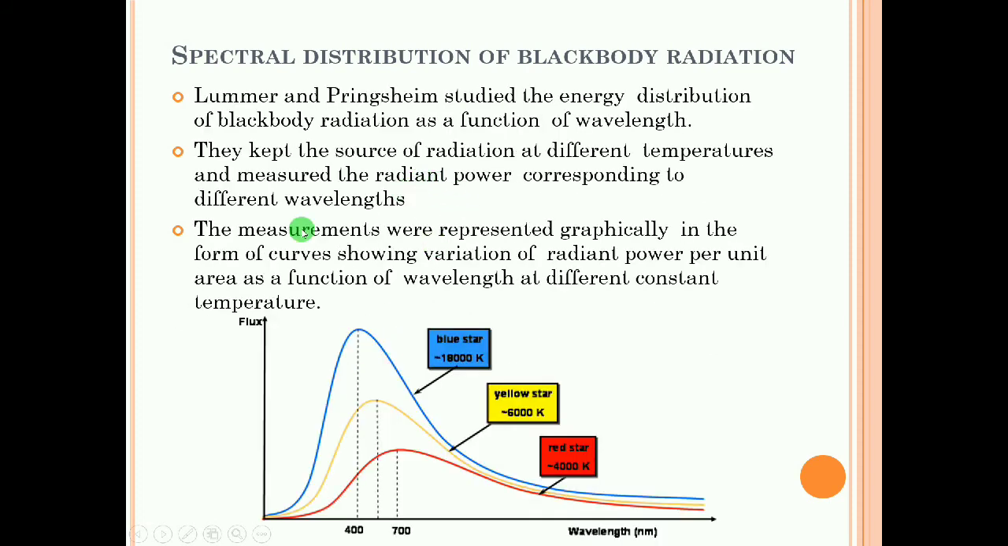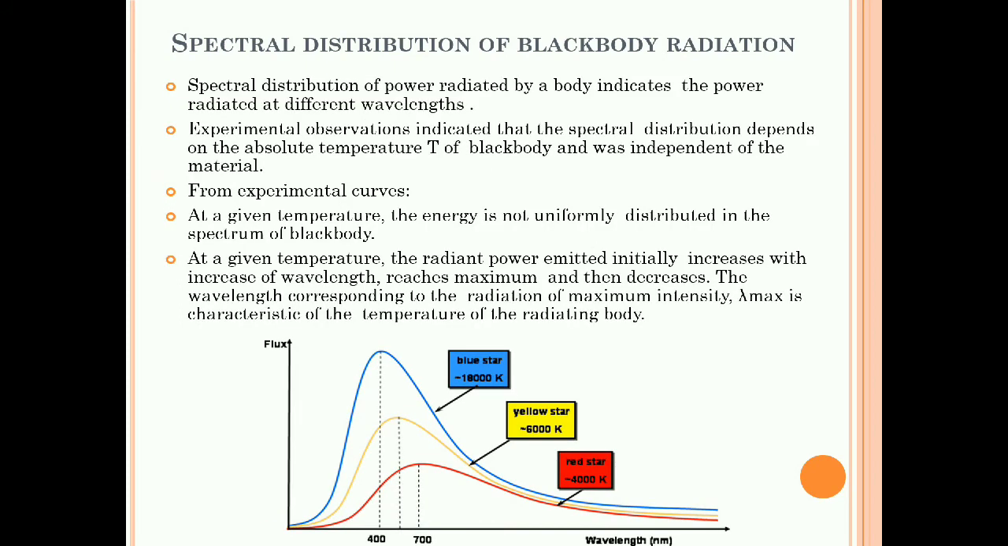Then you can continue here: the measurements were represented graphically in the form of a curve showing the variation of radiant power per unit time, or you can write it as radiation emitted per unit time per unit area, as a function of wavelength at different constant temperatures. Then you will write this point: the spectral distribution of power radiation by a black body indicates the power radiated at different wavelengths.